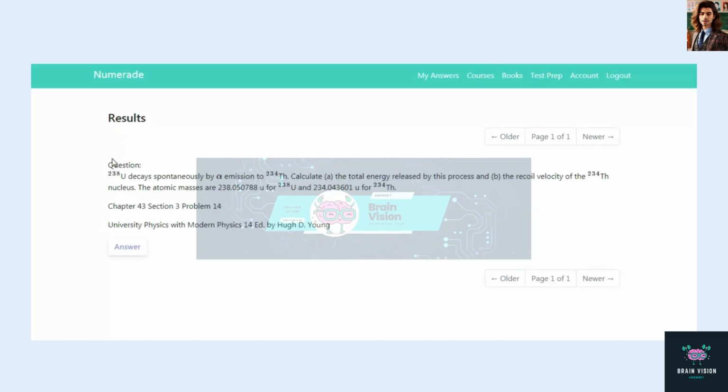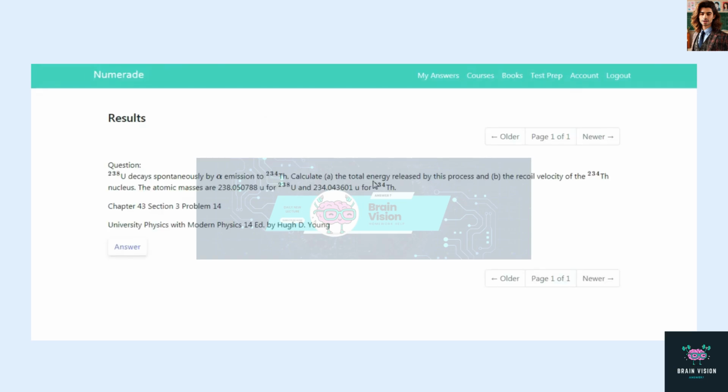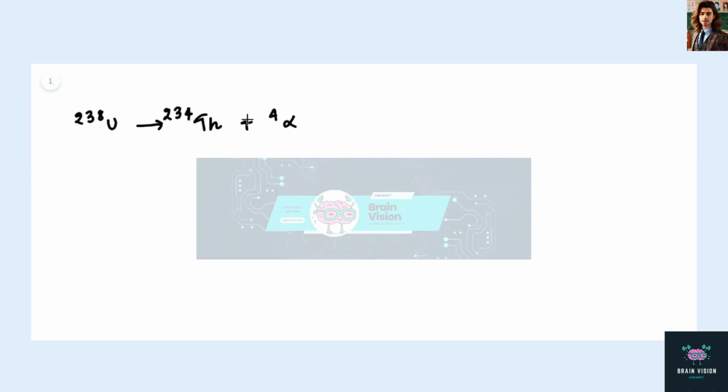Hello everyone. So today we are going to solve this problem. This problem is of a nuclear decay through alpha emission, where uranium-238 is the starting element we have. Uranium-238 decays into thorium-234 and an alpha particle. So what the problem asks us to do is to find the total energy that is released by this process. So how do we do that?